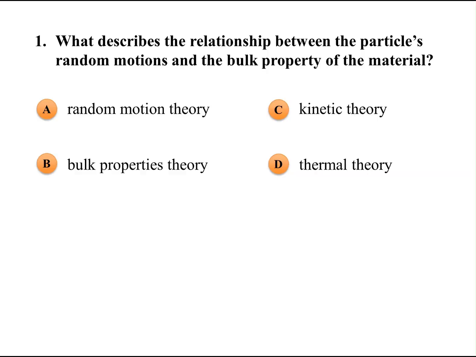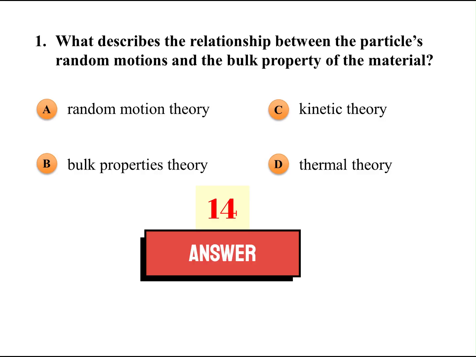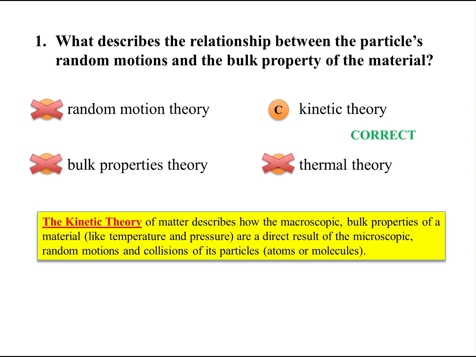What describes the relationship between the particle's random motions and the bulk property of the material? The correct answer is C, kinetic theory.